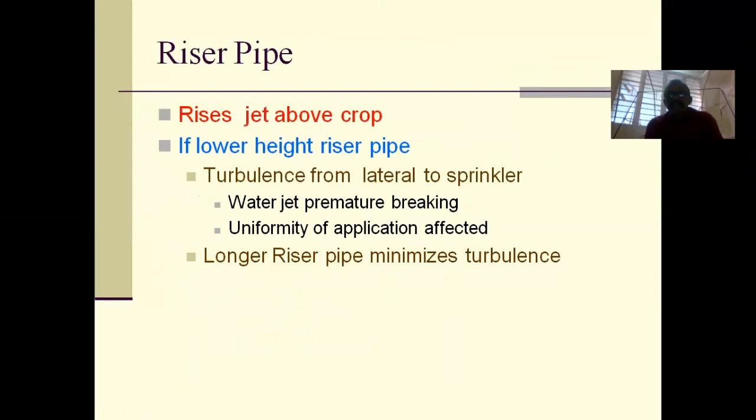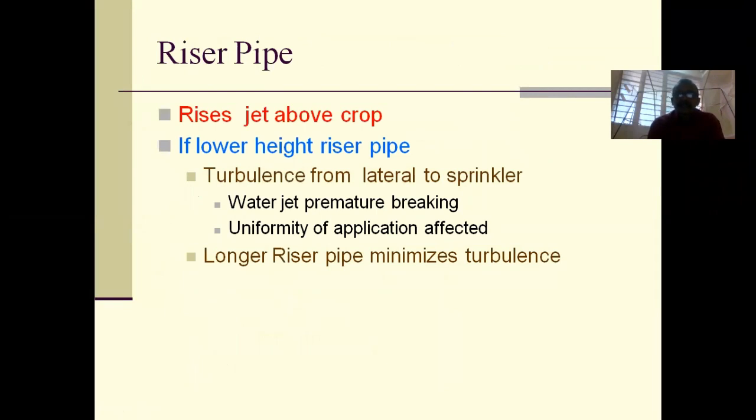And in deciding the riser pipe, one more factor has to be considered. If the riser pipe has a lower height, water from the main pipe gets a turn and passes through the riser pipe. And if it is very small, turbulence will be caused in the riser pipe and there will be breakage of the water in the riser pipe.